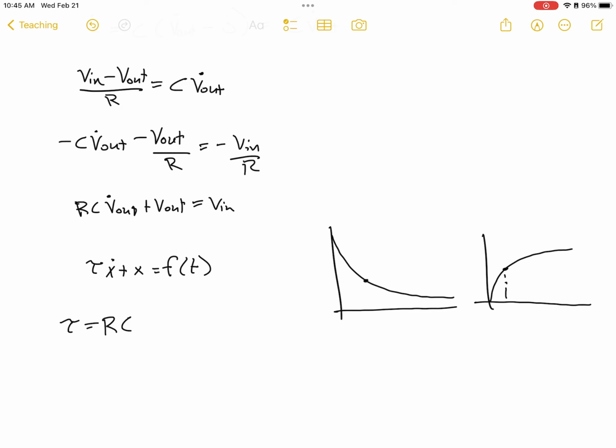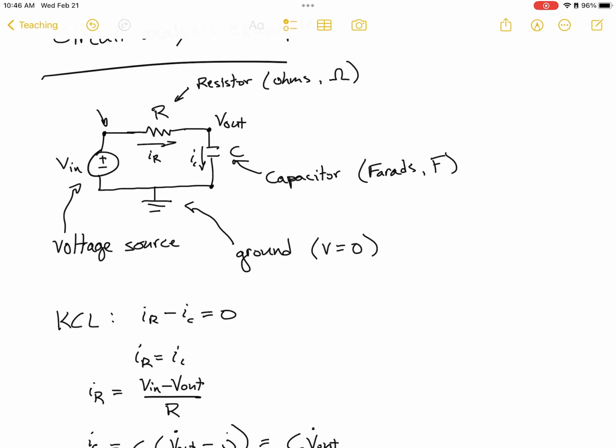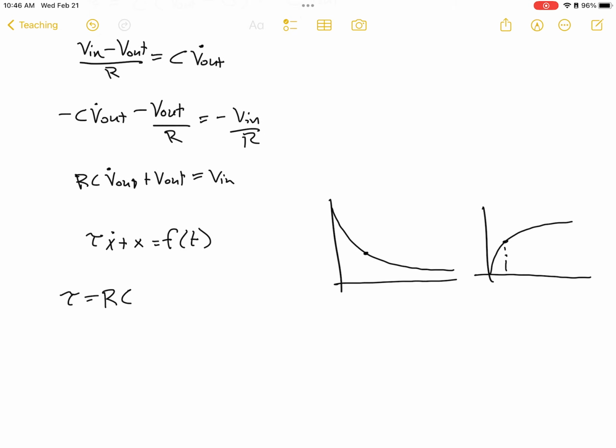So I hope that we're starting to see some of the relationships and how some of these electrical systems, like this one, look very similar in this case to a first order mass damper system. So we'll go ahead and stop that video there.